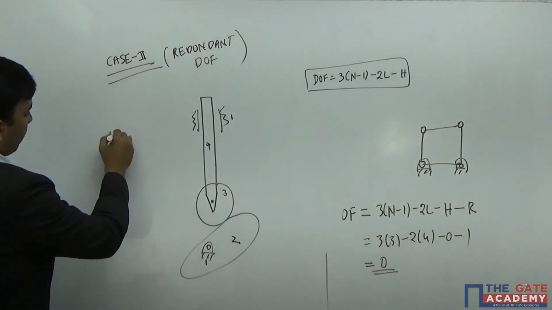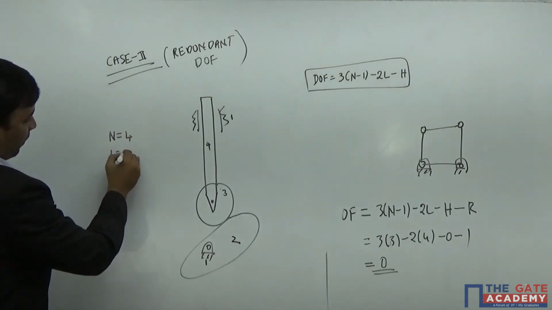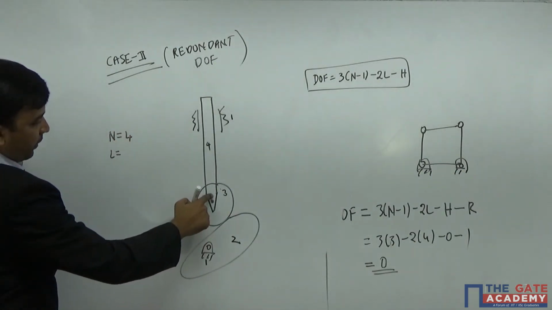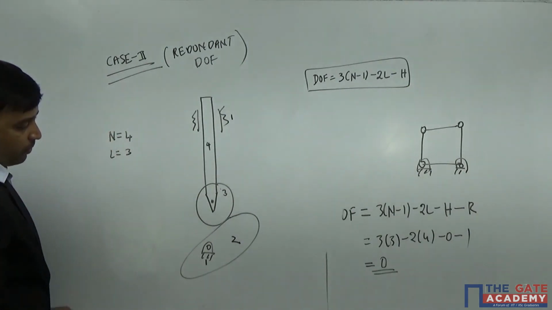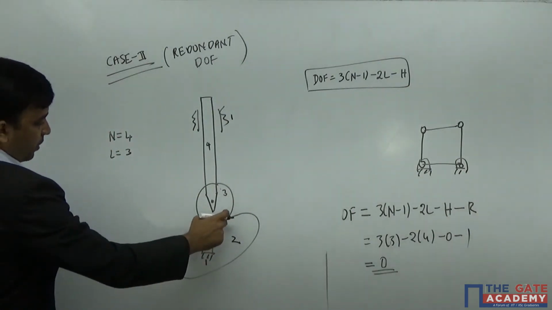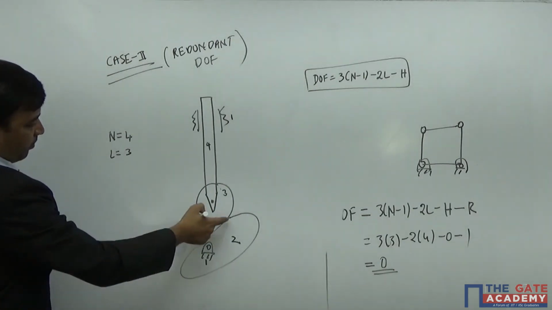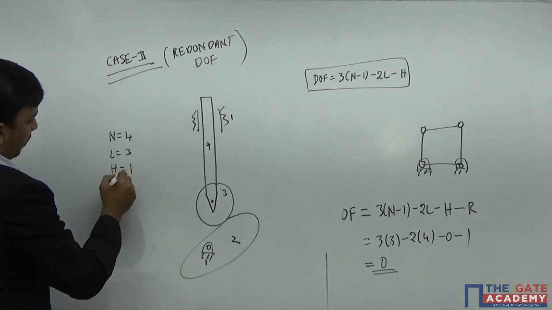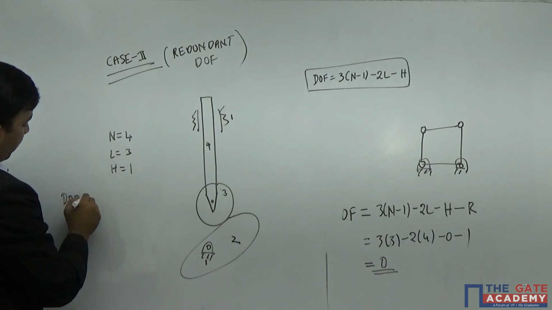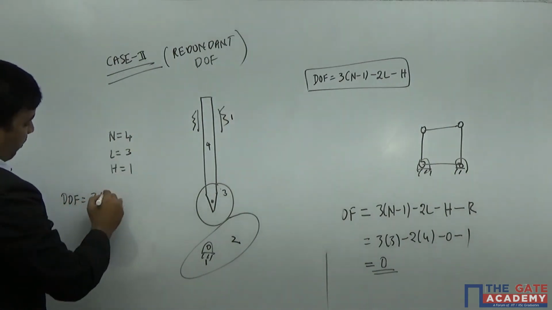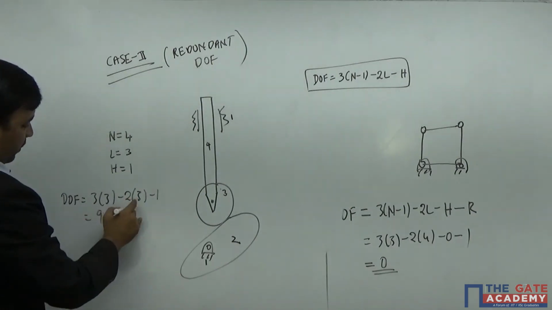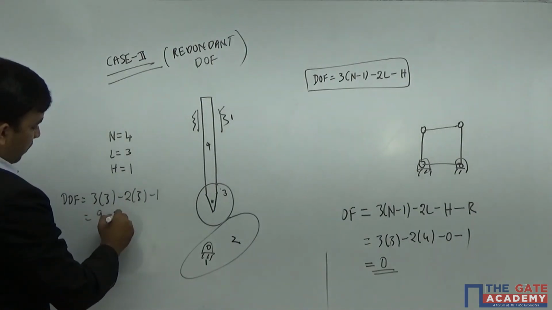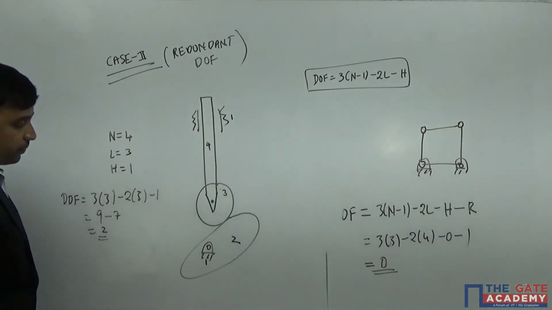So the number of links is 4. Number of lower pairs: 1 turning pair, a second turning pair, and 1 sliding pair. So the number of lower pairs is 3, 2 turning pairs and 1 sliding pair. And for higher pairs, 2 and 3 are connected by a point contact, so the number of higher pairs is 1. If you calculate degrees of freedom, it's 3 into (n minus 1), minus 2 times lower, minus higher. It's 9 minus 7, so degrees of freedom is 2.